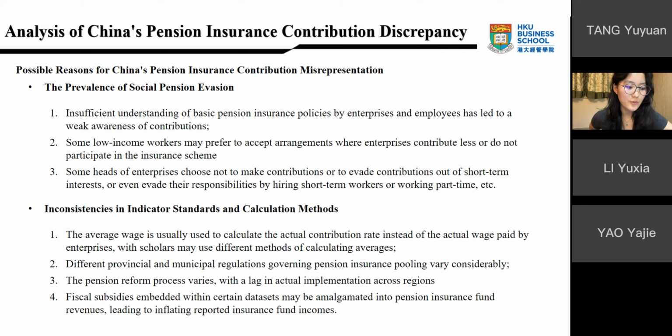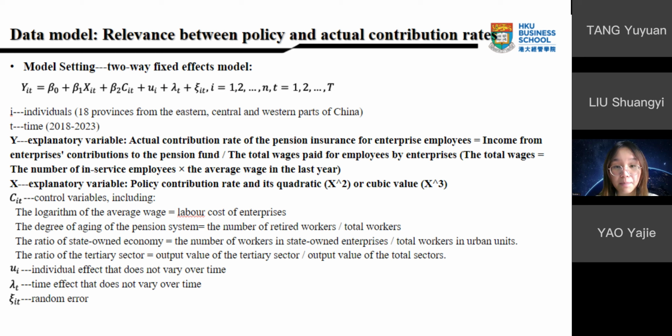Moreover, different provincial and municipal regulations governing pension insurance pooling vary considerably, and the pension reform process varies, with a lag in actual implementation across regions. From a holistic perspective, fiscal subsidies embedded in certain datasets may be added to pension insurance fund revenues, leading to inflated reported insurance fund incomes. So let's think about that.